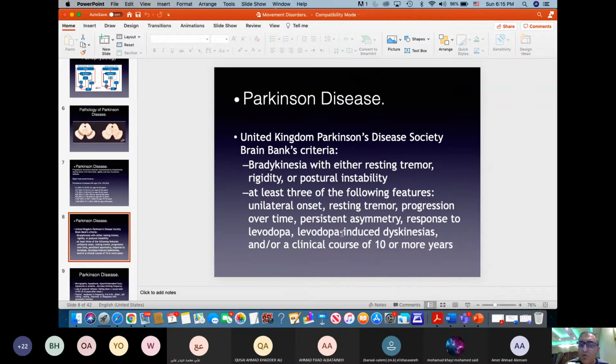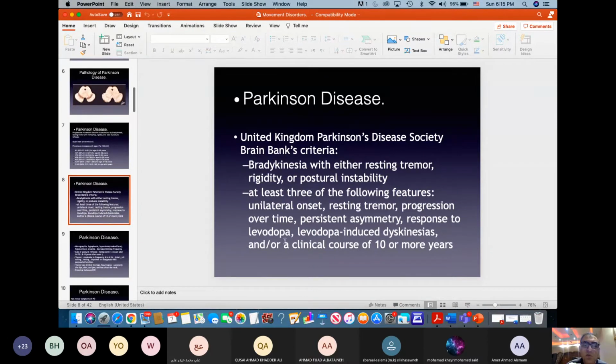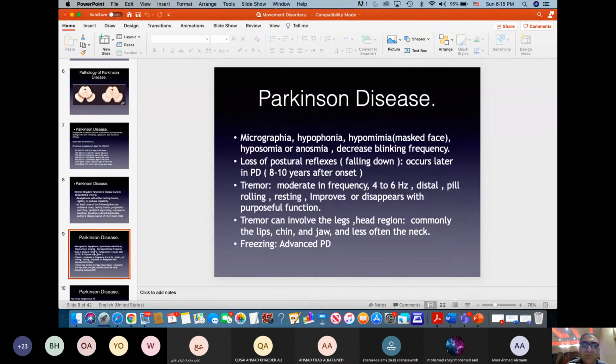Now, response to levodopa. Levodopa is a precursor for dopamine. So once it reaches the brain, it will be converted to dopamine, the missing substance. What happens in Parkinson's disease? We have loss of dopamine, or reduction in dopamine, in the substantia nigra. Levodopa-induced dyskinesia, we're going to talk about that, and a long course. We'll talk more about this dyskinesia down the road.